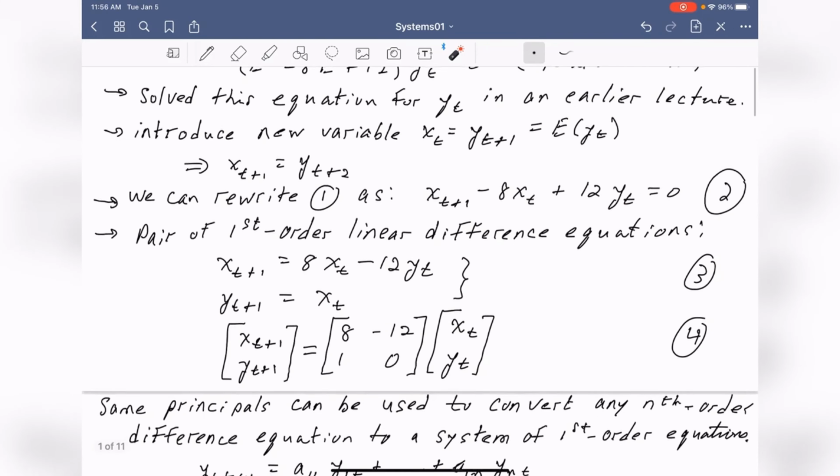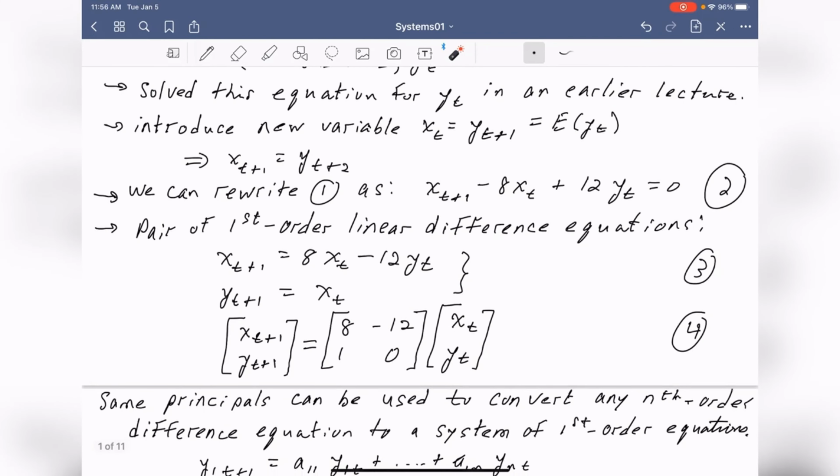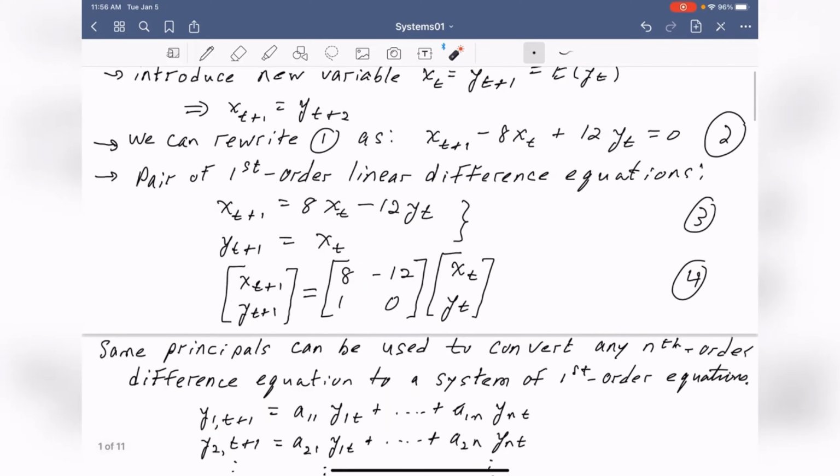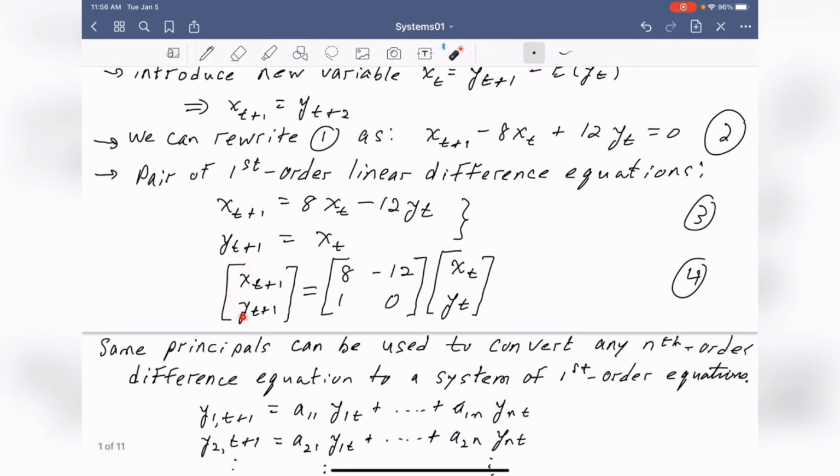A pair of first-order linear difference equations arises, and we can write those as x(t+1) = 8x(t) - 12y(t), and the second one as y(t+1) is simply equal to x(t). In matrix notation, we get that [x(t+1), y(t+1)] is equal to the matrix [[8, -12], [1, 0]] multiplied by [x(t), y(t)].